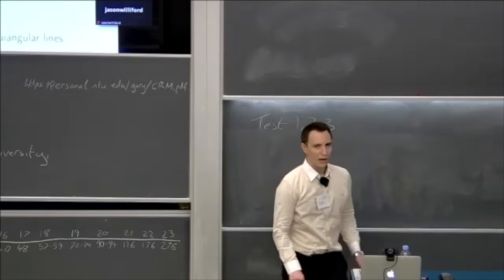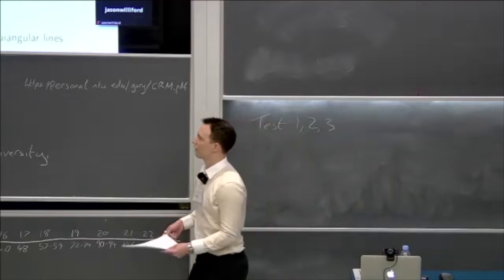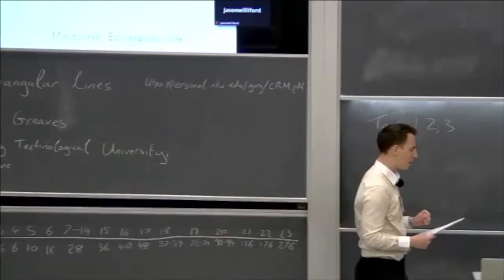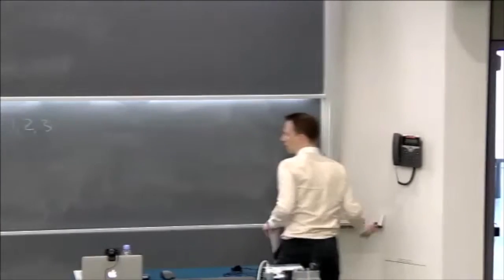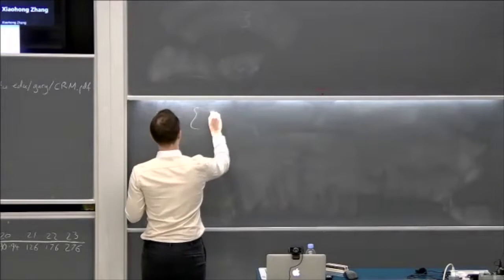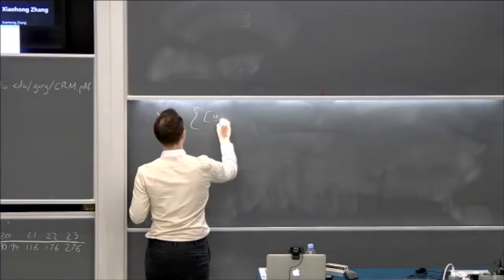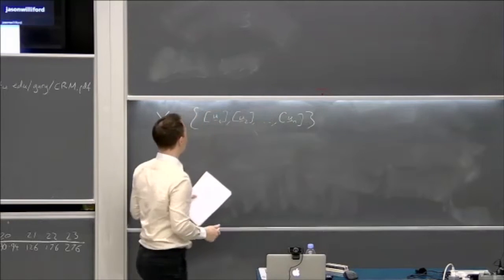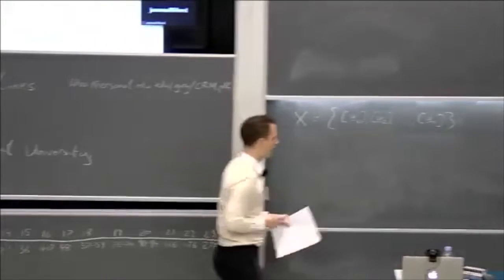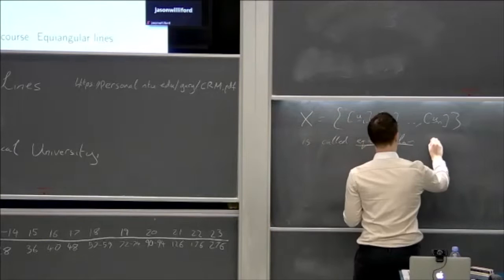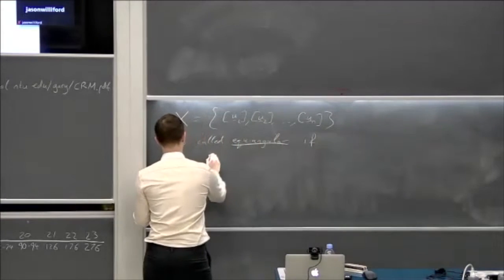Thank you, Gabriel. So I am going to tell you about equiangular lines, and I'll start by giving a definition of what we mean by a set of equiangular lines. So we have a set X formed of a bunch of lines spanned by some vectors, which I'll denote by ui. So let's say we have n of them, and we call this equiangular if the following two things happen.